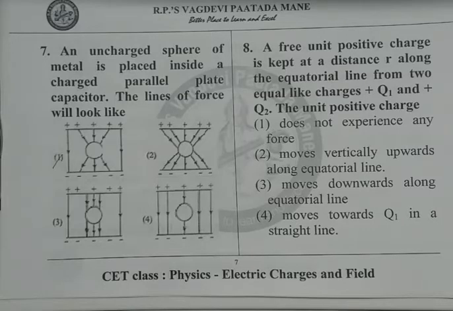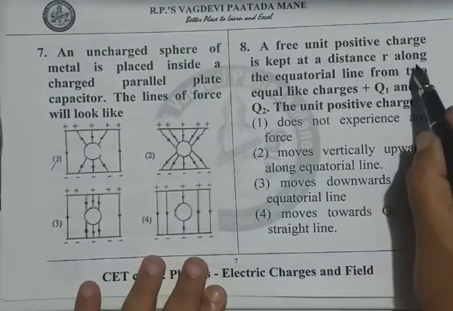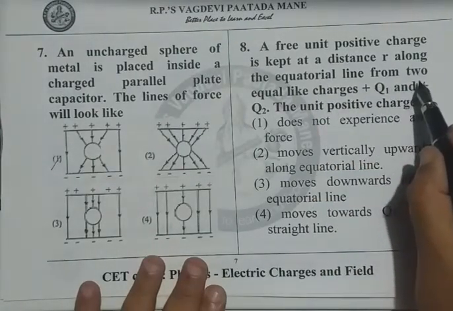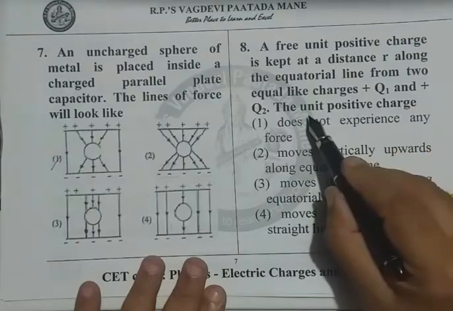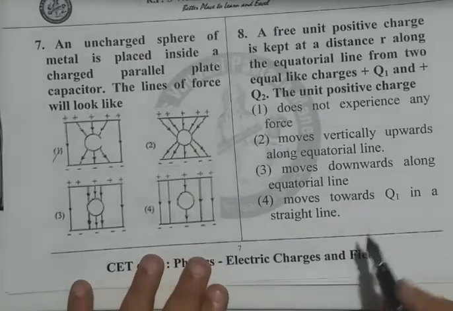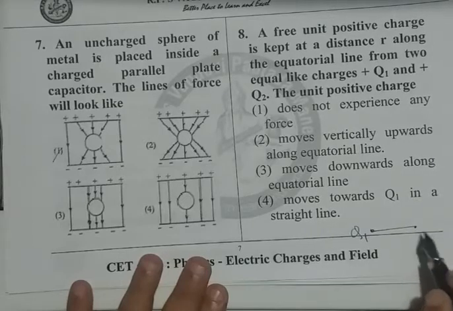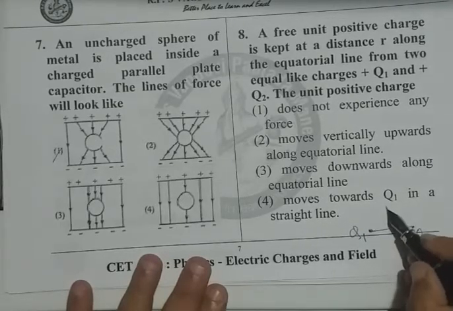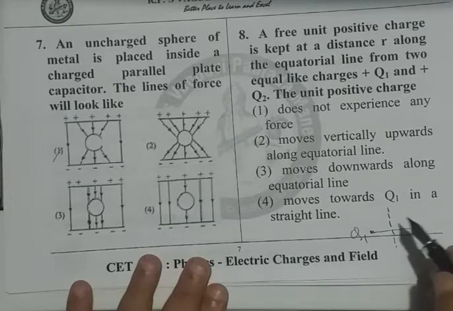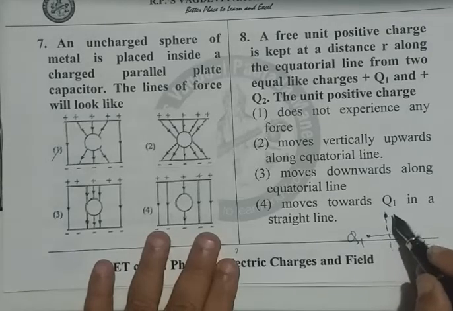Now going for the 8th. This is also an easy one. We just think over it. If possible, we write. If we require, we write a figure. A free unit positive charge is kept at a distance r along the equatorial line from two equal like charges plus q1 and plus q2. Let me write the figure here itself. It's a simple figure. I write q1 and q2 here. This is the equatorial line. On the equatorial line, I must place a unit positive charge plus 1.